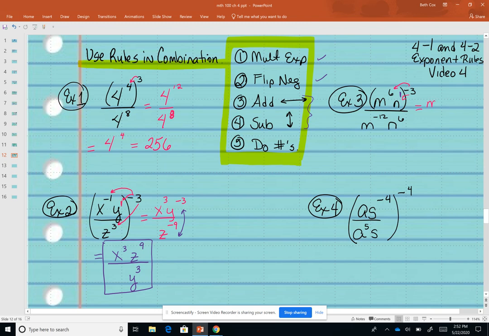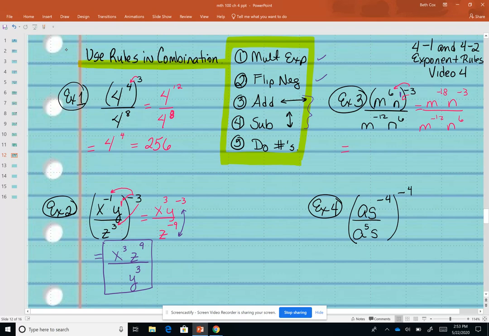And I'm going to get m to the negative 18 and n to the negative 3. Now, the parentheses does not go all the way down this time. And so m to the negative 12 and n to the 6 is what I'm going to have on the bottom. Okay? The parentheses doesn't go all the way down. All right, so that's step 1, multiply.